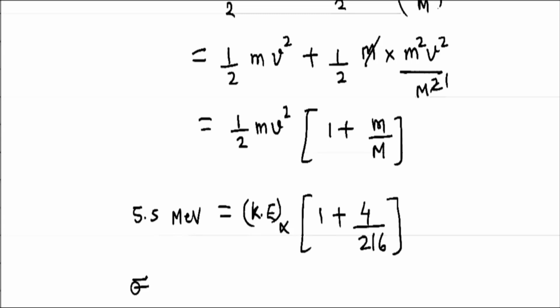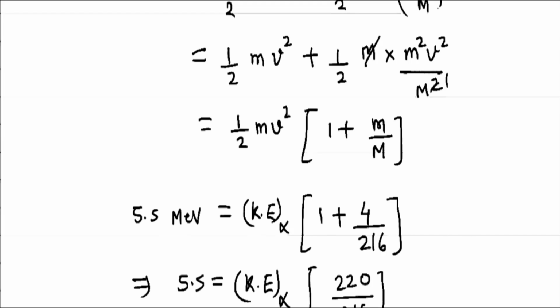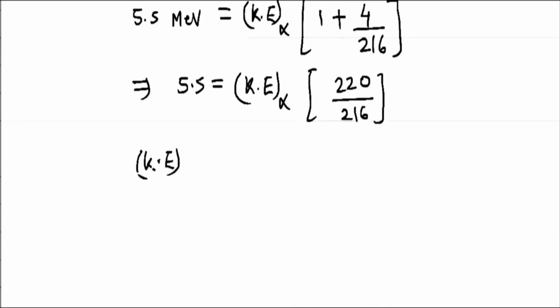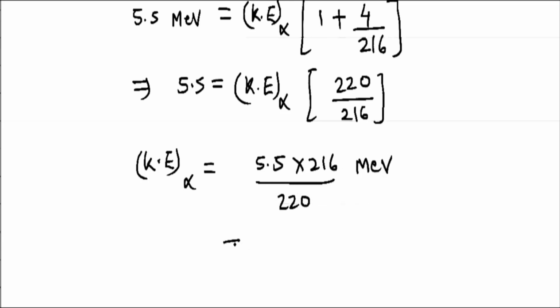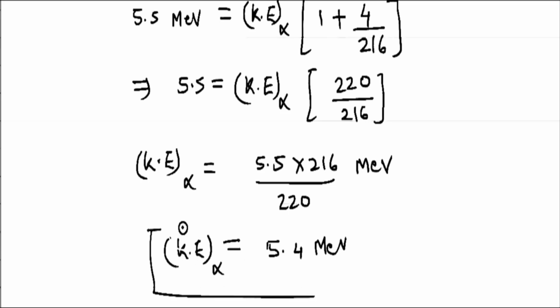The Q value is 5.5 MeV, so 5.5 equals the kinetic energy of the alpha particle times 220 upon 216. So the kinetic energy of the alpha particle can be given as 5.5 into 216 upon 220 MeV, and this equals 5.4 MeV. So this is the answer of this problem, 5.4 MeV.